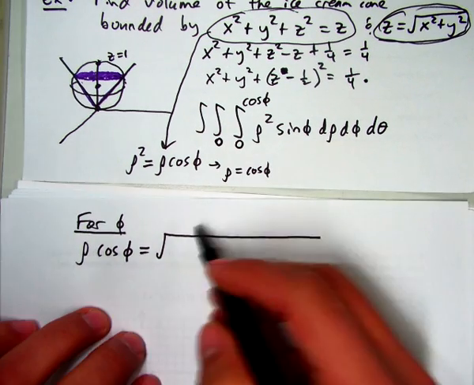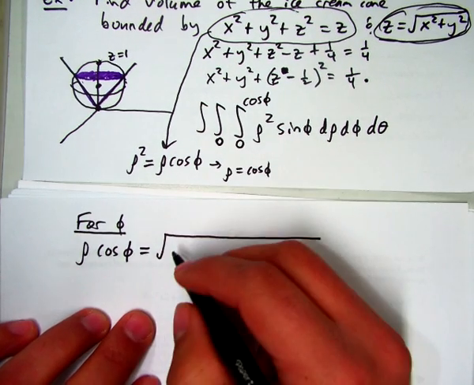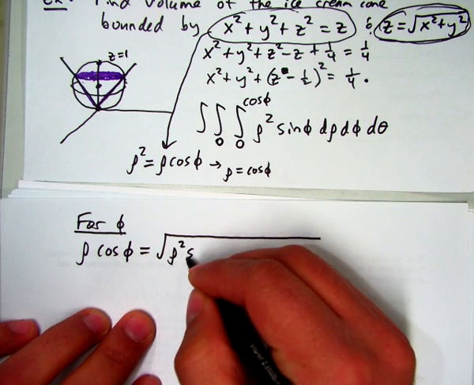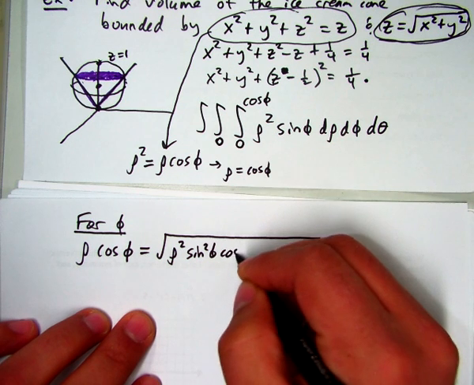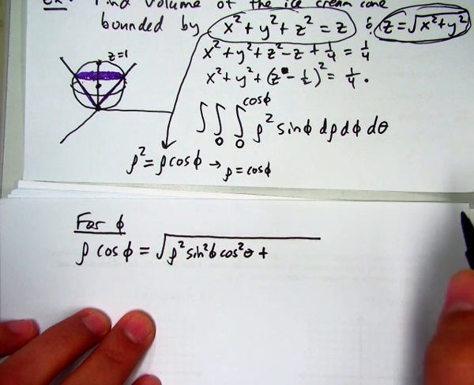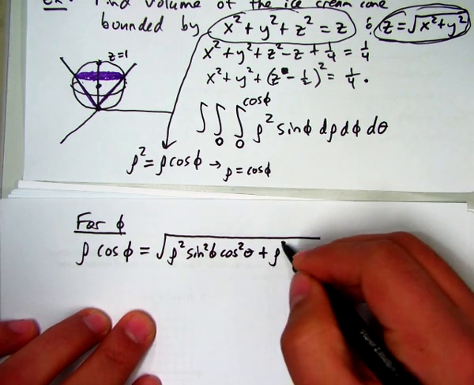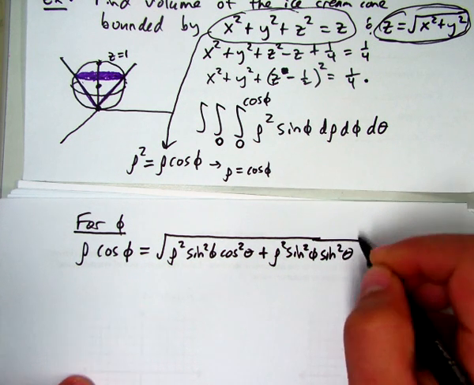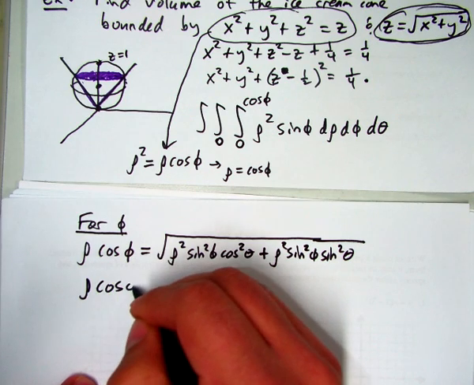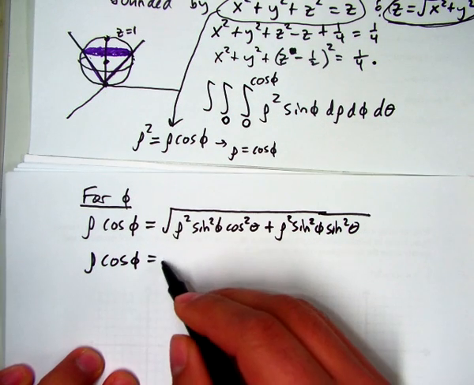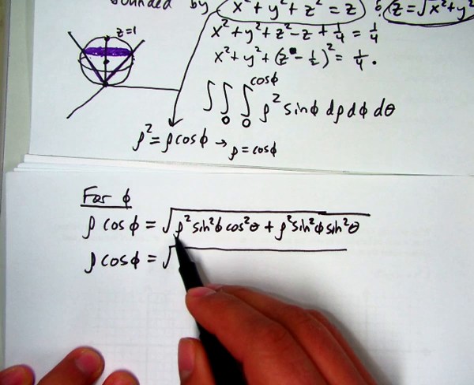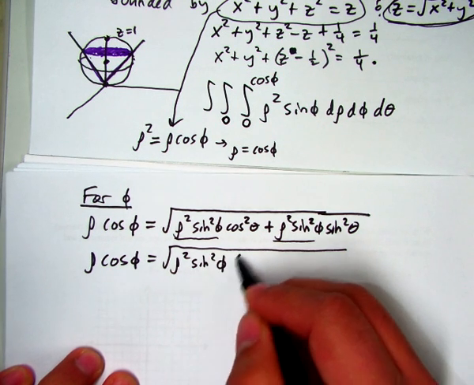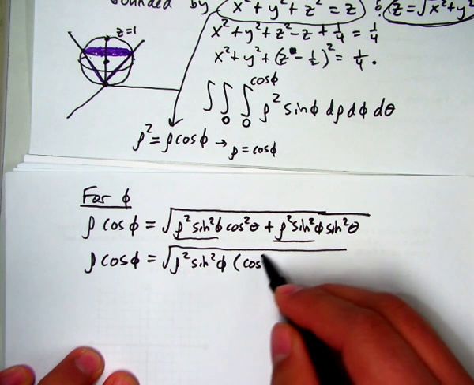So if we plug in the conversions for x, x was rho sine phi cosine theta, so that'll be rho squared sine squared phi cosine squared theta. And then y was rho sine phi sine theta, so it'll be rho squared sine squared phi sine squared theta. And if we simplify, looks like I can factor out a rho squared sine squared phi, which gives me cosine squared plus sine squared.